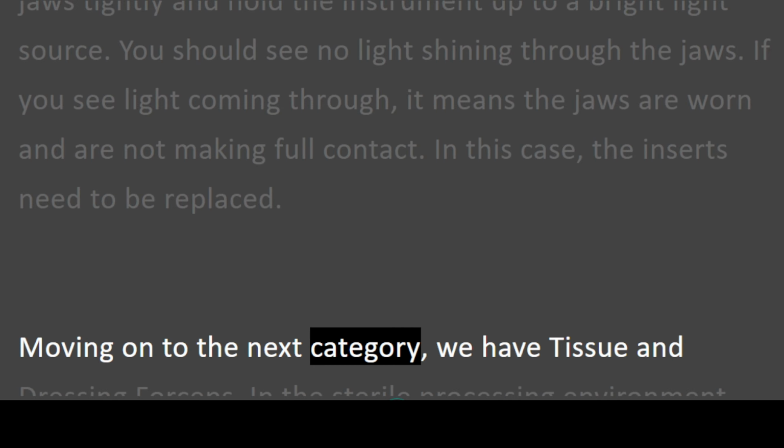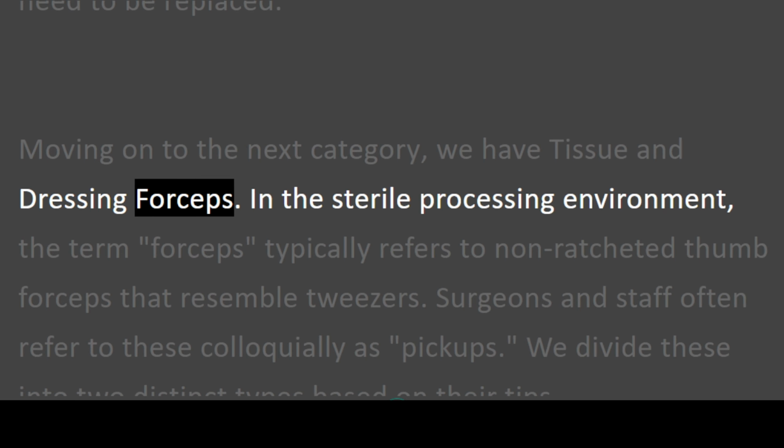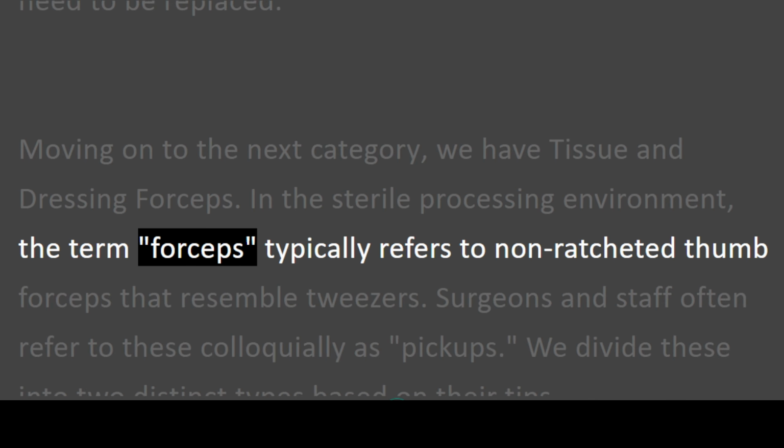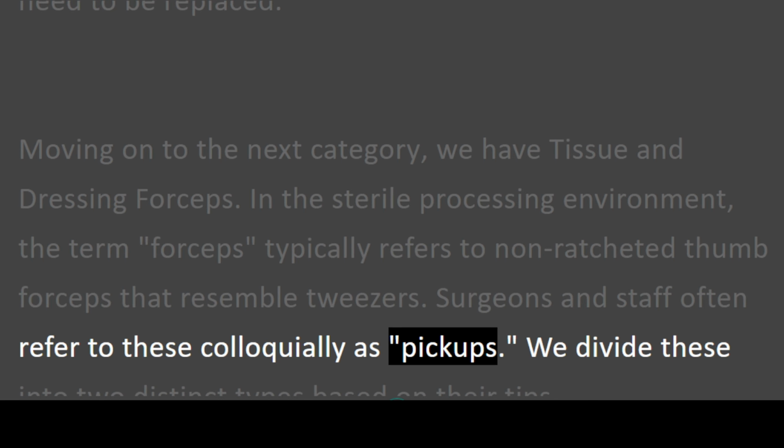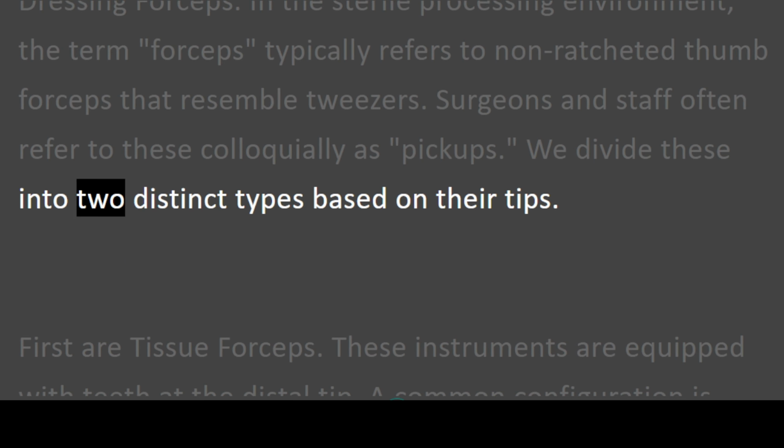Moving on to the next category, we have tissue and dressing forceps. In the sterile processing environment, the term forceps typically refers to non-ratcheted thumb forceps that resemble tweezers. Surgeons and staff often refer to these colloquially as pickups. We divide these into two distinct types based on their tips.